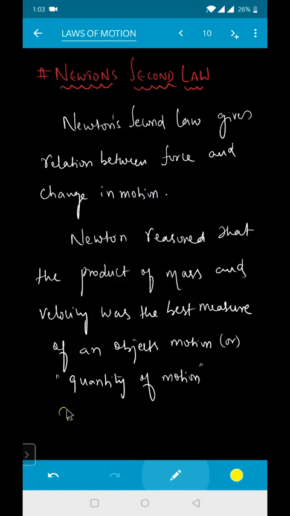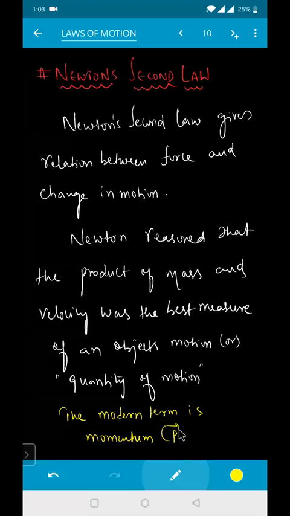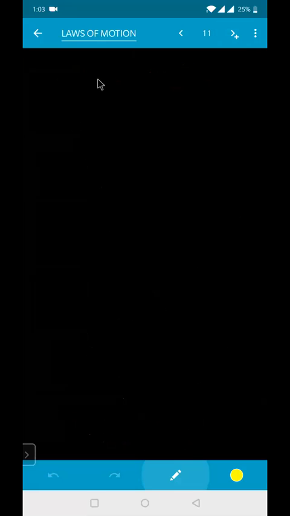The modern term for this is momentum, represented by P bar. So P bar is nothing but the product of mass into velocity. Clear for everyone?